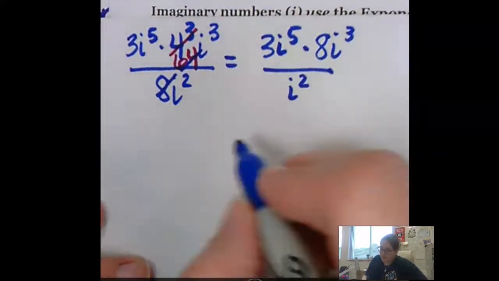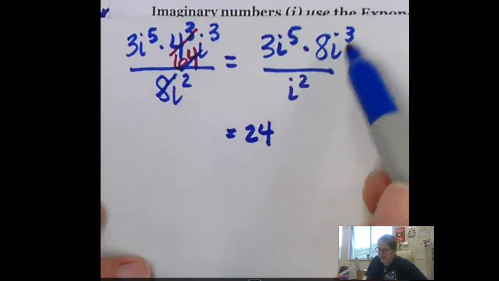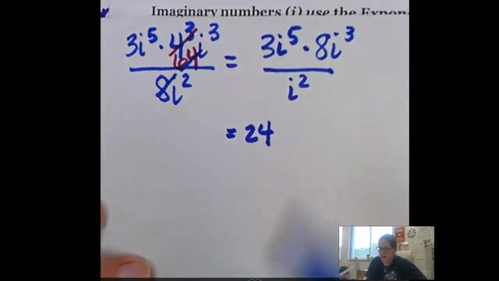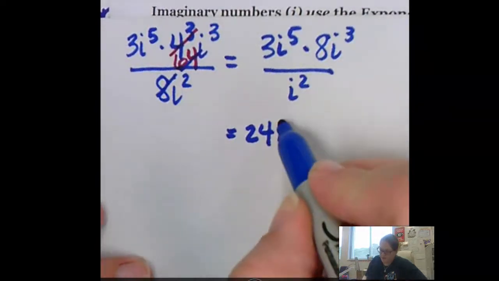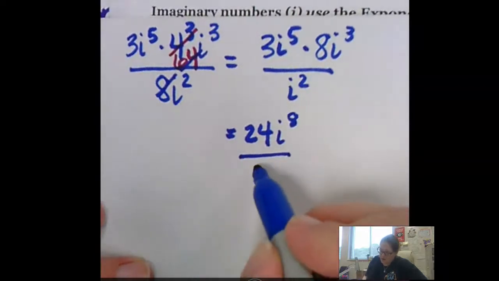3 times 8 is 24. I'm going to add my exponents here, i to the 5th times i to the 3rd. 5 plus 3 is 8. 24i to the 8th. And then it's over i squared.